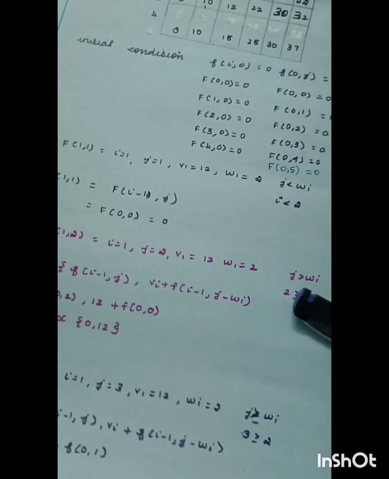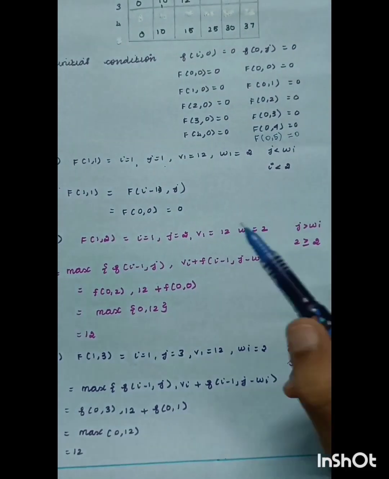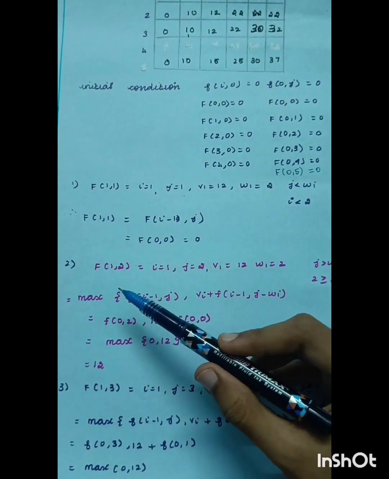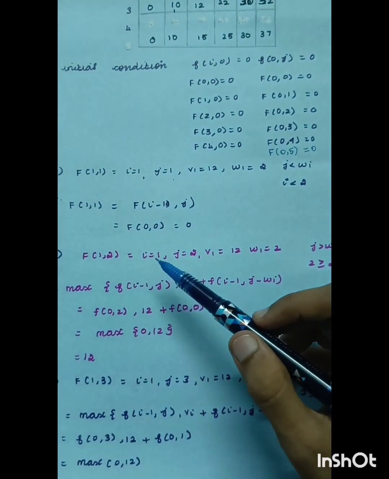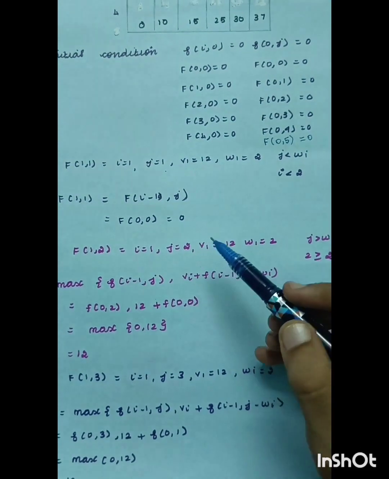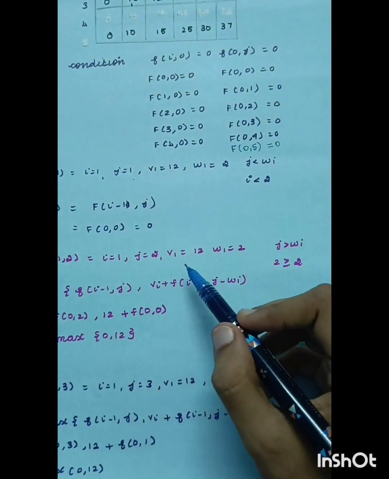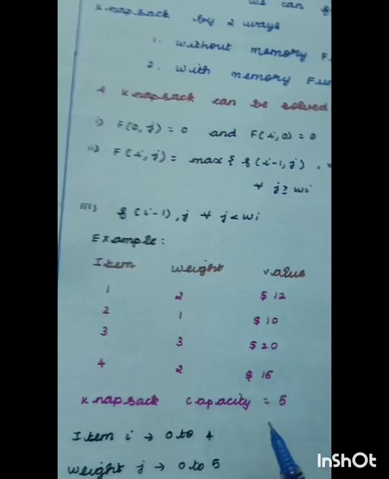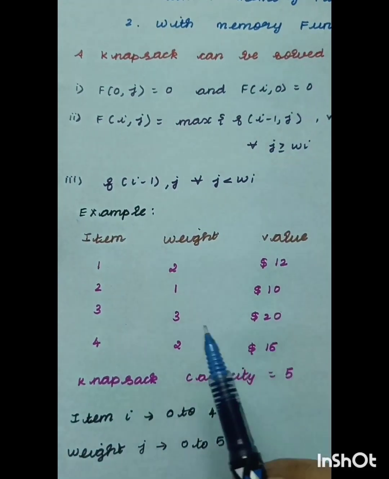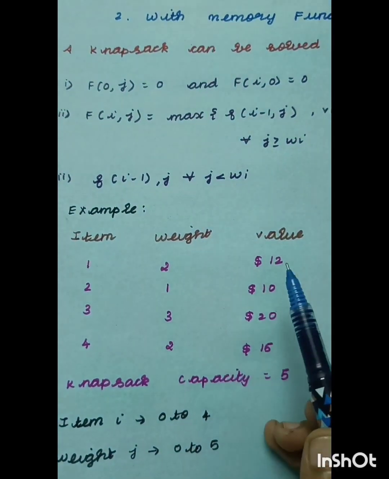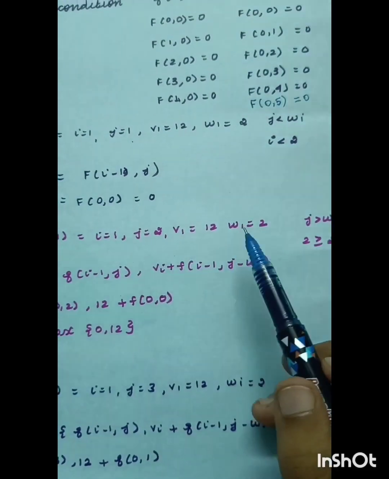To fill the rest part of the matrix, we have to use the other two formulas. To fill the value 1, 2 in the matrix, f of 1, 2: i equal to 1, j equal to 2, v1 equal to 12 and w1 equal to 2. The values of v1 and w1 are selected from the given table. For item 1, w1 equal to 2 and v1 equal to 12, which we assigned here.